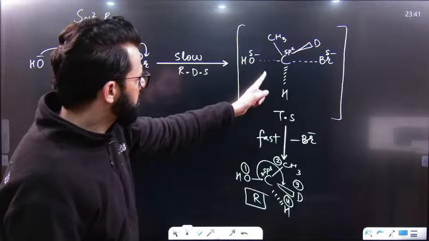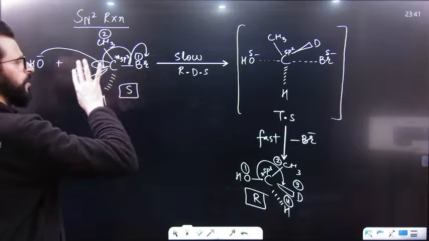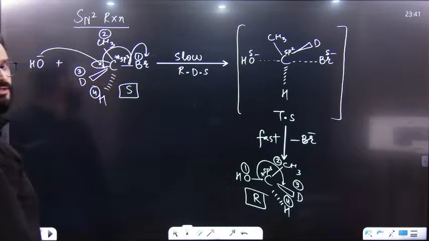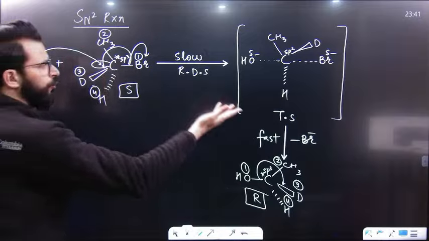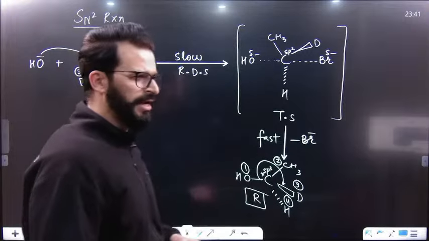Similarly, the more stable the transition state, the faster the reaction will be. The better the leaving group, the faster the reaction. The stronger the nucleophile, the faster the reaction. The higher the concentration of the nucleophile, the faster the reaction. So this was all about SN1 and SN2.